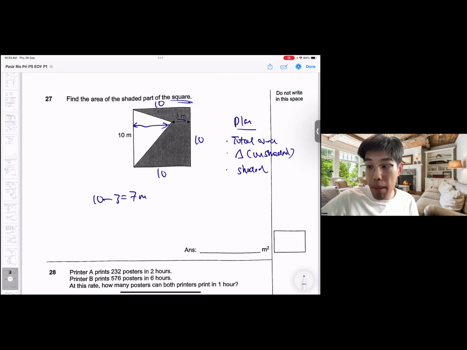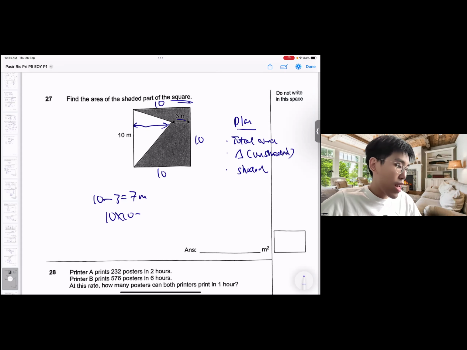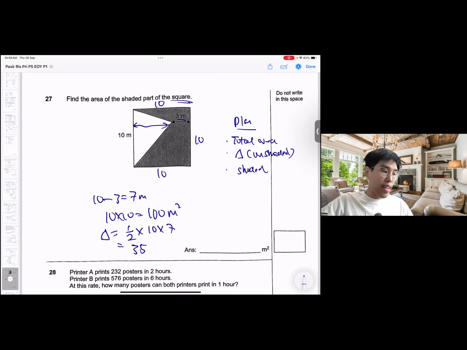So we can work with a plan. This is why I always mention this in my problem solving framework. When you have a plan in mind, you know the steps that you need to carry out, so it makes the whole problem solving much easier. Total area will be 10 times 10, the whole square, which is 100 meter square. The triangle will be half times 10 times 7, which is 35. Therefore the shaded will be 100 minus 35, which is 65 meters square.